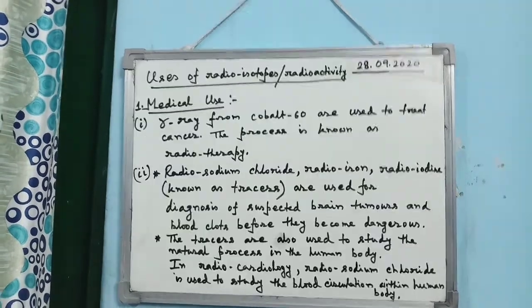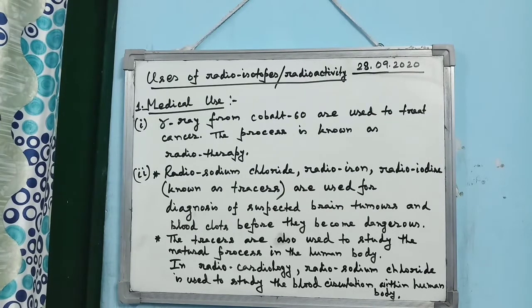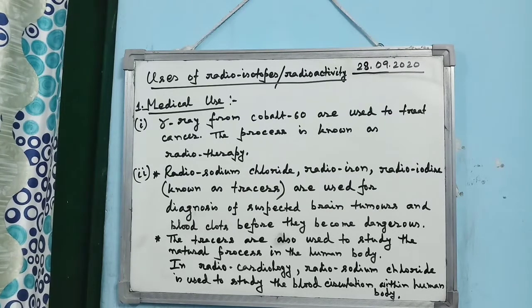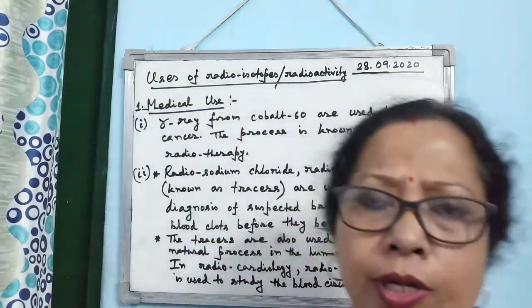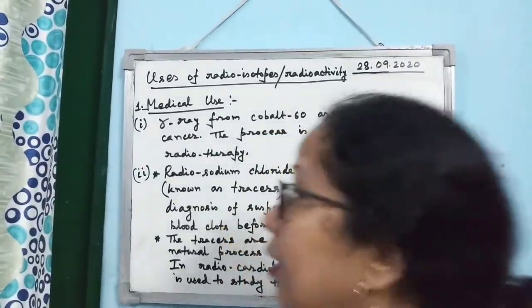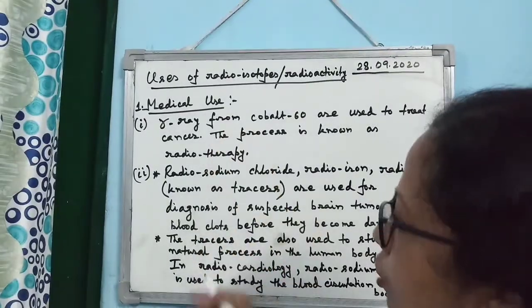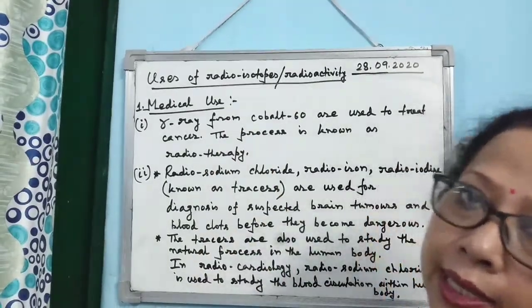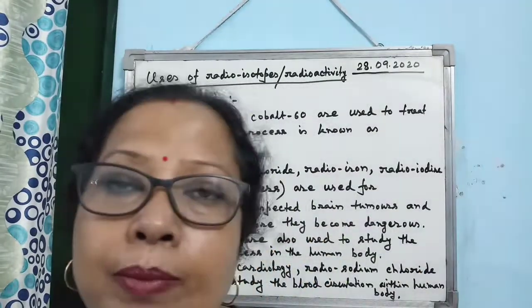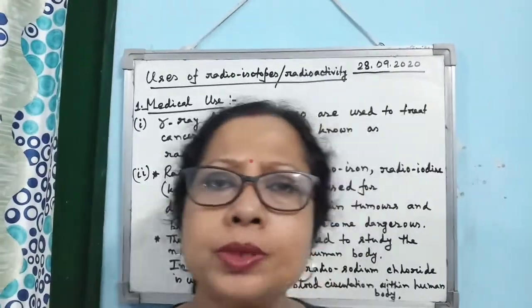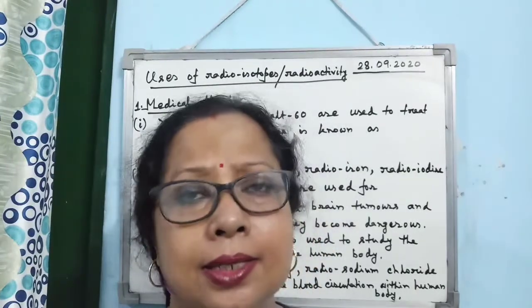Now the next topic is uses of radioisotopes, or uses of radioactivity. Very important topic. That's why I have written point-wise how you should write your answer in the exam. Now, the first use of radioisotopes is in medical science. Radioisotopes are used frequently.